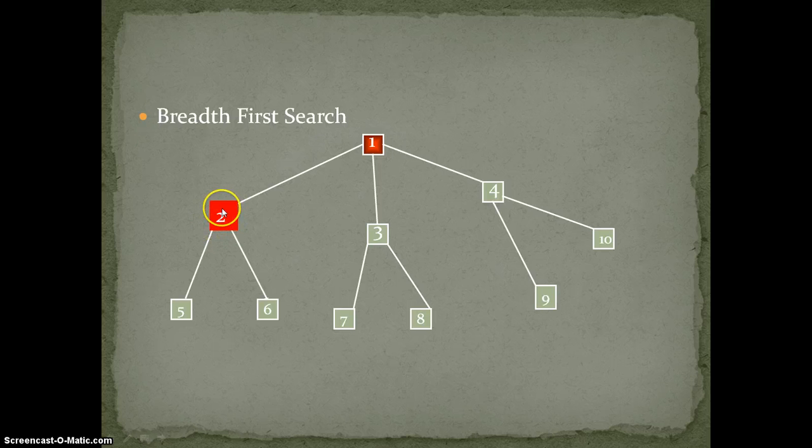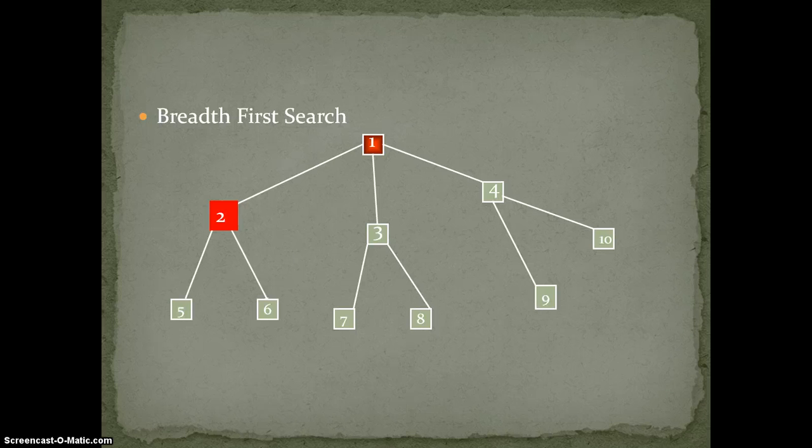So what happens after that? Which node do you search after the second node? You've got 5, 6, or you can go to 3. As the name says, in the breadth first search, we search through the breadth first.